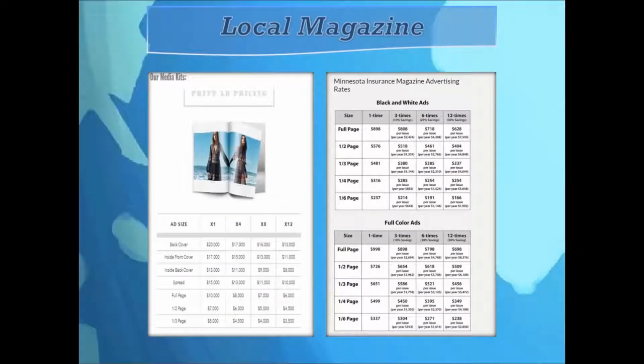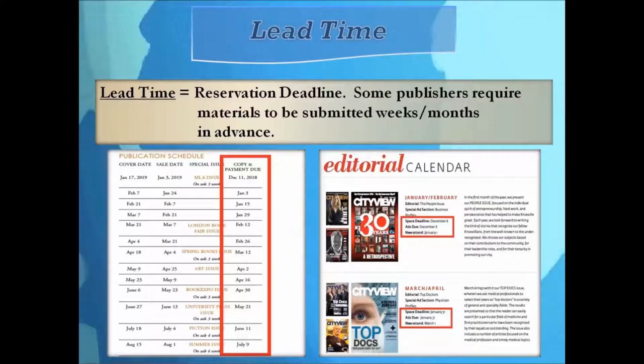Looking into the ad rate for local magazines can be slightly less daunting. The local magazine that publishes in Southern California will run you $10,000 per issue for a full-page ad. The Minnesota Insurance Magazine runs at an even lower rate at $898 per issue for a full-page ad. One last thing, the lead time, or reservation deadline, for magazines is much longer than for newspapers. It might take a few months before an ad is published.